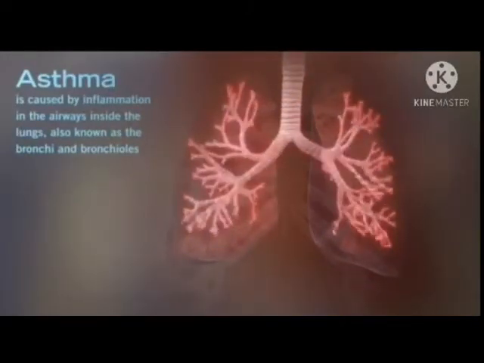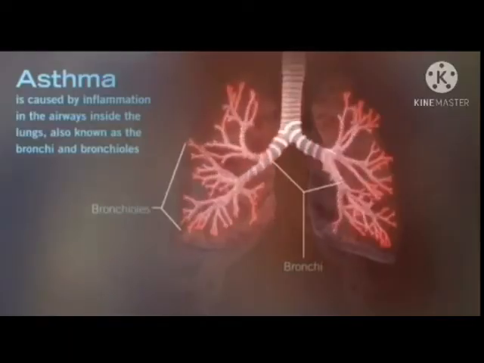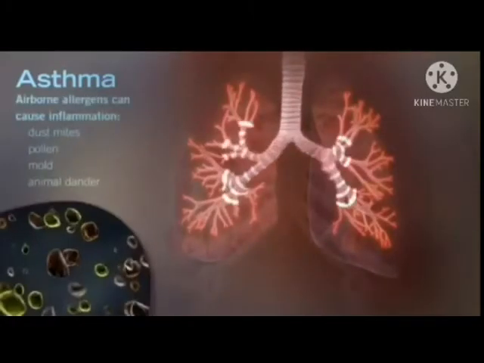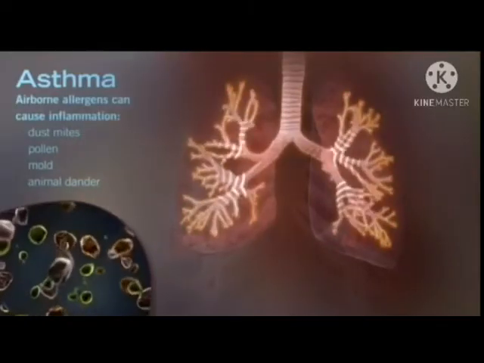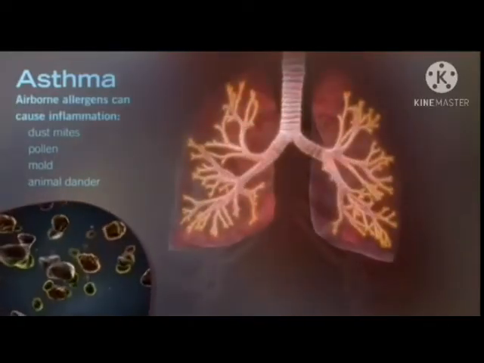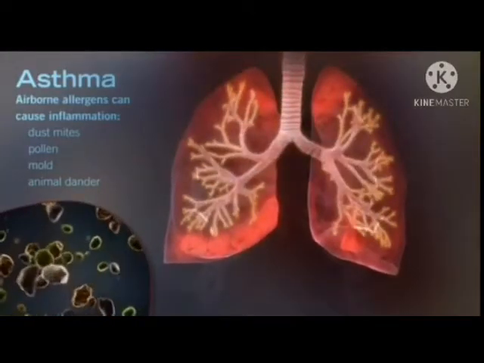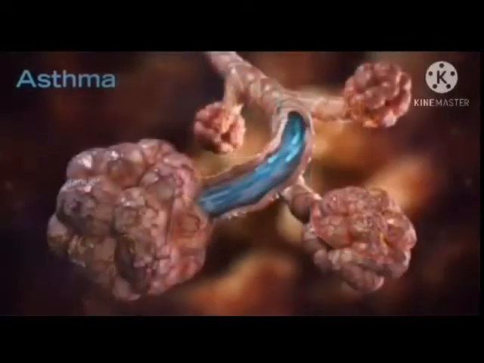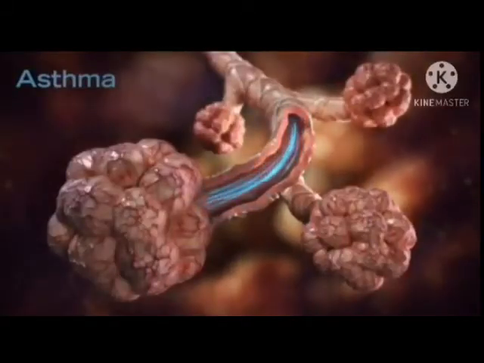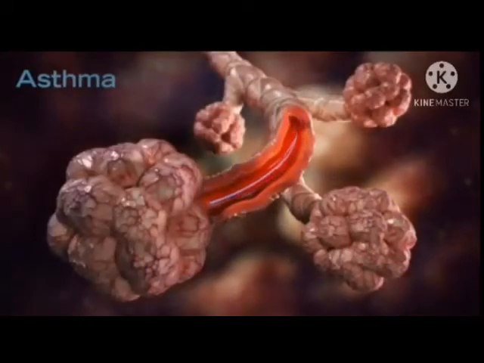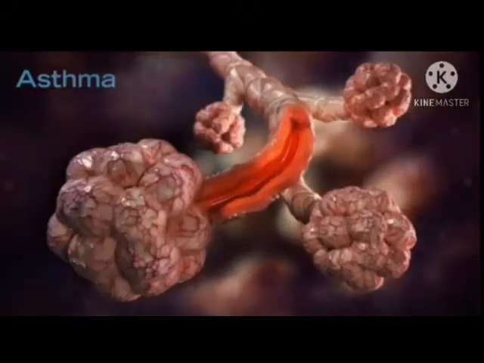Asthma is caused by inflammation in the airways inside the lungs, also known as the bronchi and the bronchioles. Airborne allergens can cause inflammation, such as dust mites, pollen, mold, and animal dander. An asthma attack may be triggered by airborne substances, certain foods, or common bacteria and viruses that are ordinarily harmless.